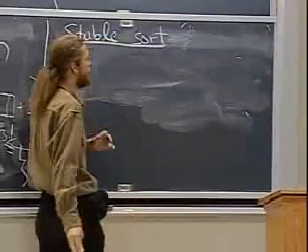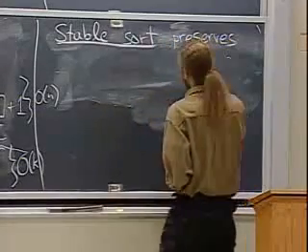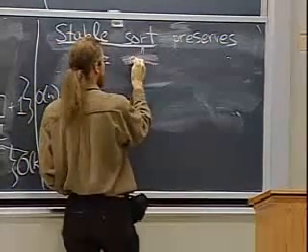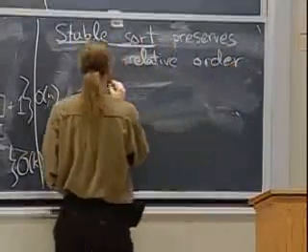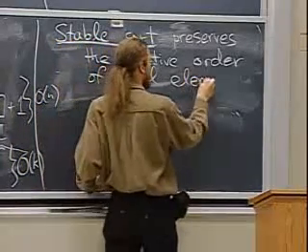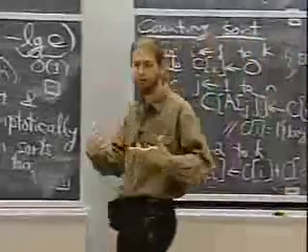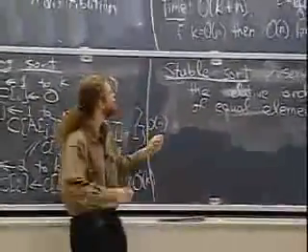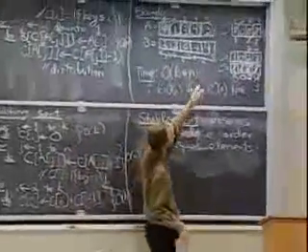So a stable sorting algorithm preserves the relative order of equal elements. This is a bit subtle, because usually we think of elements just as numbers. And yeah, we had a couple threes and we had a couple fours. It turns out if you look at the order of those threes and the order of those fours, we kept them in order. So we took the last three and we put it here.